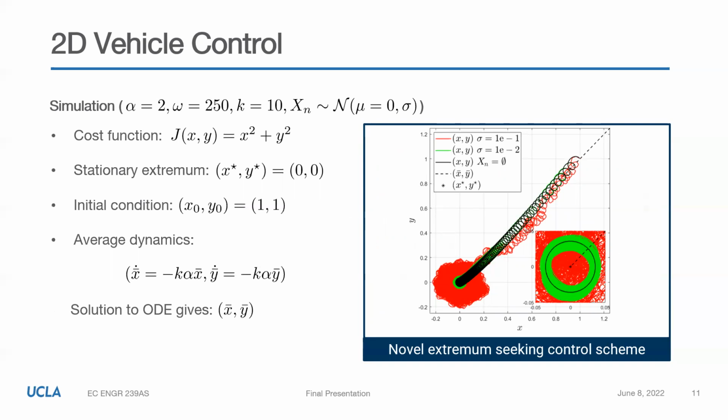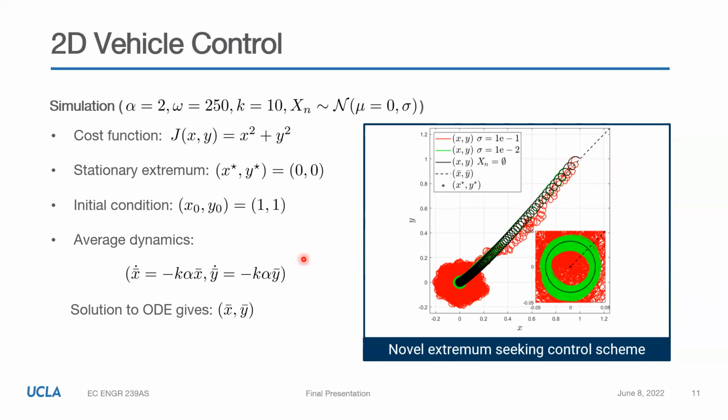For the hyperparameters, cost function, stationary extremum, and initial conditions shown, the figure to the right illustrates convergence of trajectory xy. Initially, we'll consider this black line representing the trajectory of the system towards the average trajectory. This average trajectory is the dashed black line. Again, we have x bar, y bar, giving the notion of an average.